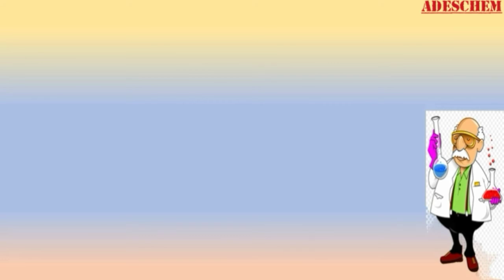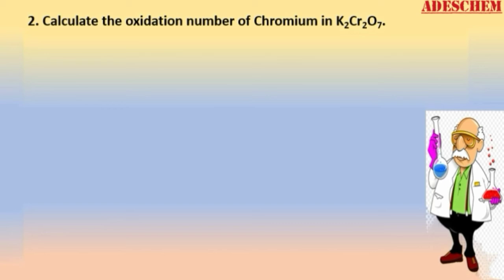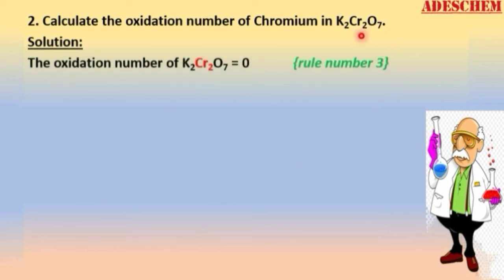Now let's see another example. Calculate the oxidation number of chromium in K2Cr2O7. Now the substance we are given here is a compound, so the oxidation number of the compound is equal to 0. Now we are interested in chromium, so let's say the oxidation number of chromium be S. Now we have 2 atoms of potassium here, 2 atoms of chromium, and 7 atoms of oxygen.